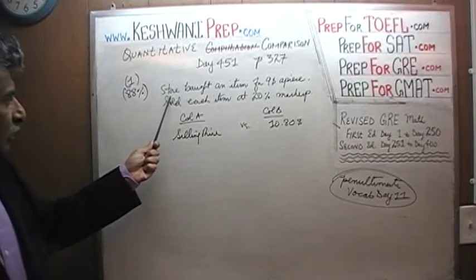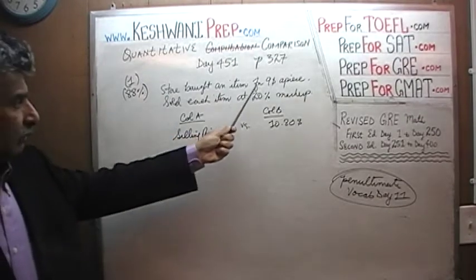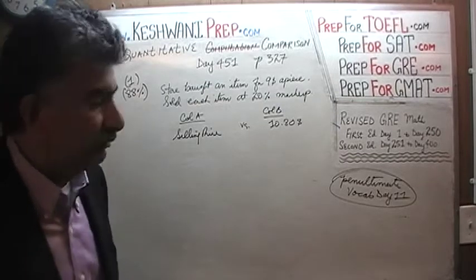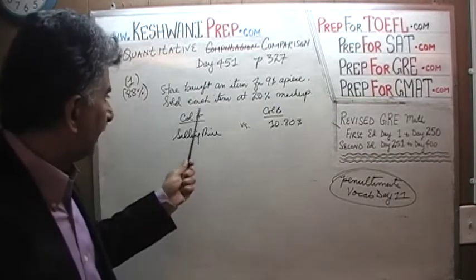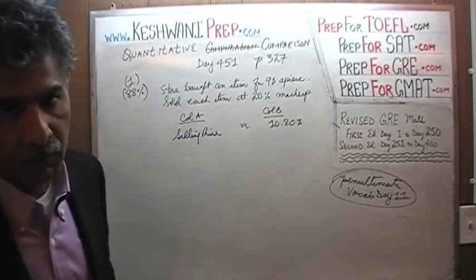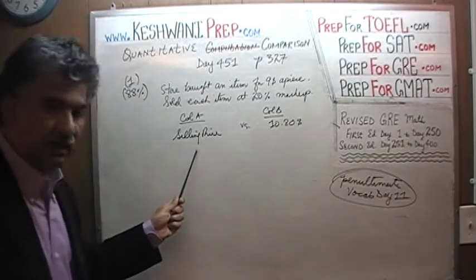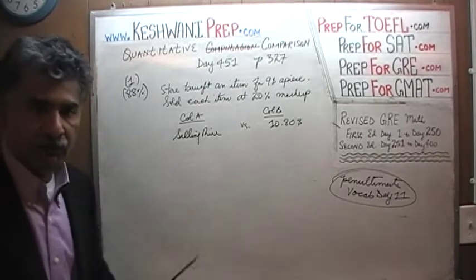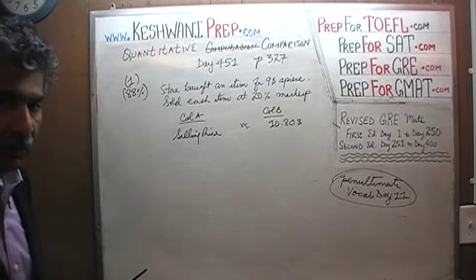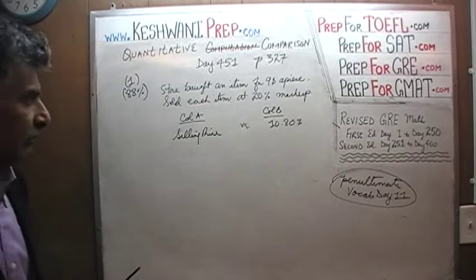It says that the store bought an item for $9 a piece. So there's a store, they bought a certain item for $9 a piece. They turned around and sold that item. They sold each of these items, we are told, at 20% markup. What we are being asked to compare is the selling price of the item versus $10.80. When this problem appeared, 88% of people had no trouble with it. 12% did have some difficulty with it.